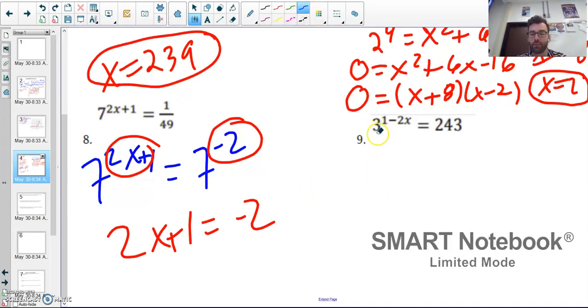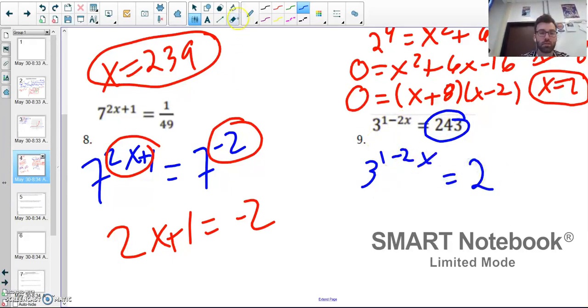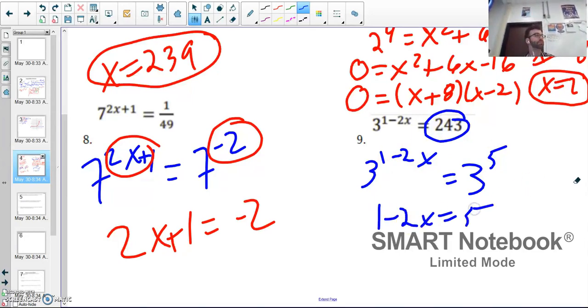Same thing here, okay? I have a 3. I know that 243 can be expressed as a power of 3. So I'm going to rewrite that as 3 to the 5th, so I just set 1 minus 2x equal to 5.